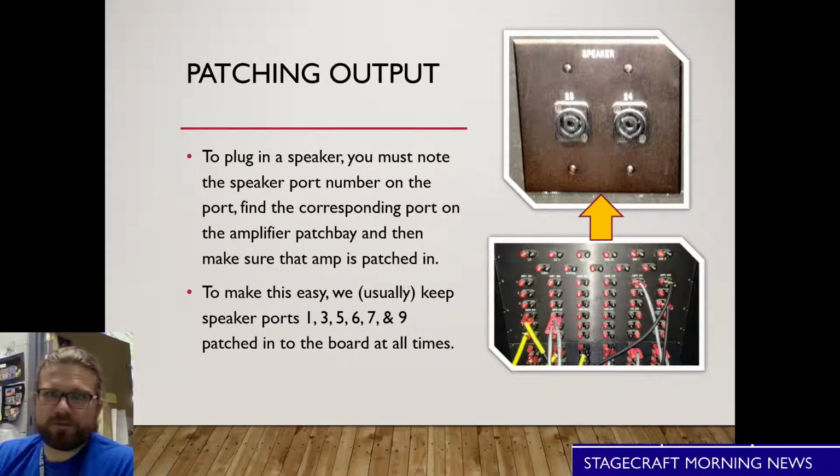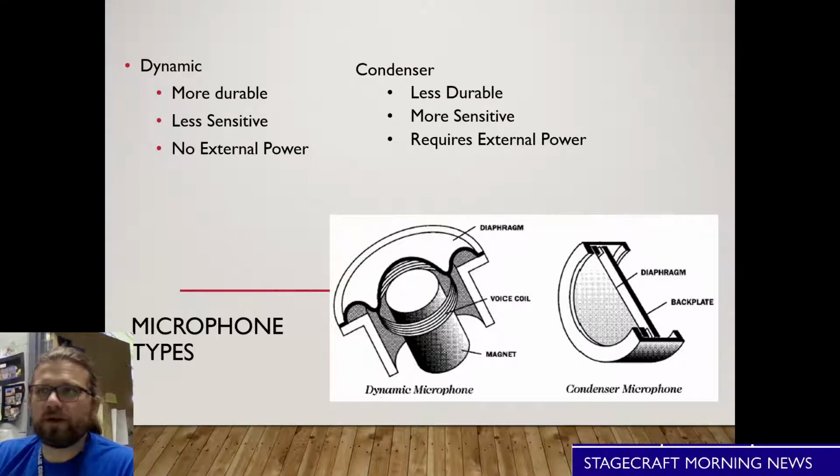Patching the output's almost identical. You're going to identify where you want it to go. In that picture up there, it's 23 and 24. So we'd go to the rack, find where 23 or 24 is labeled, figure out which amp we're using as our output, and then plug it in. It's super easy. All right, let's talk about mics.